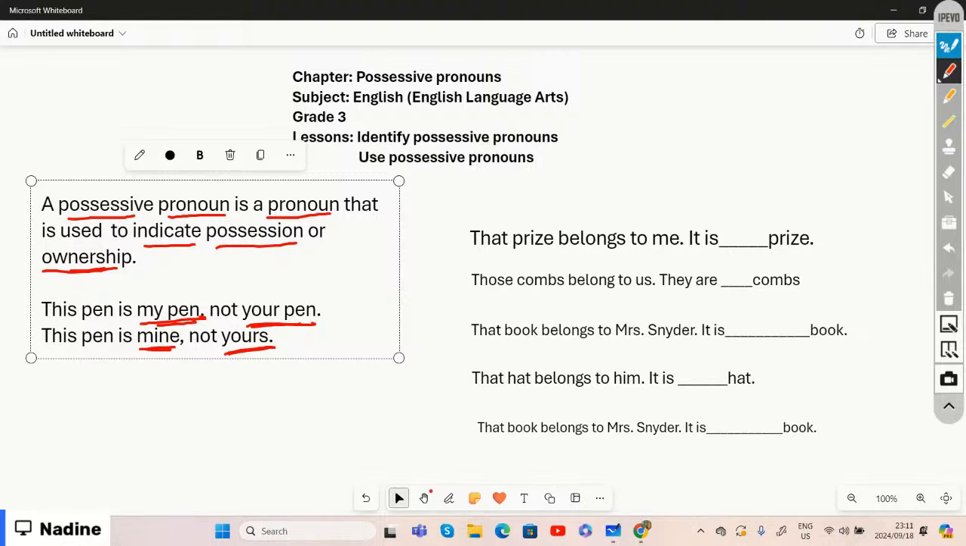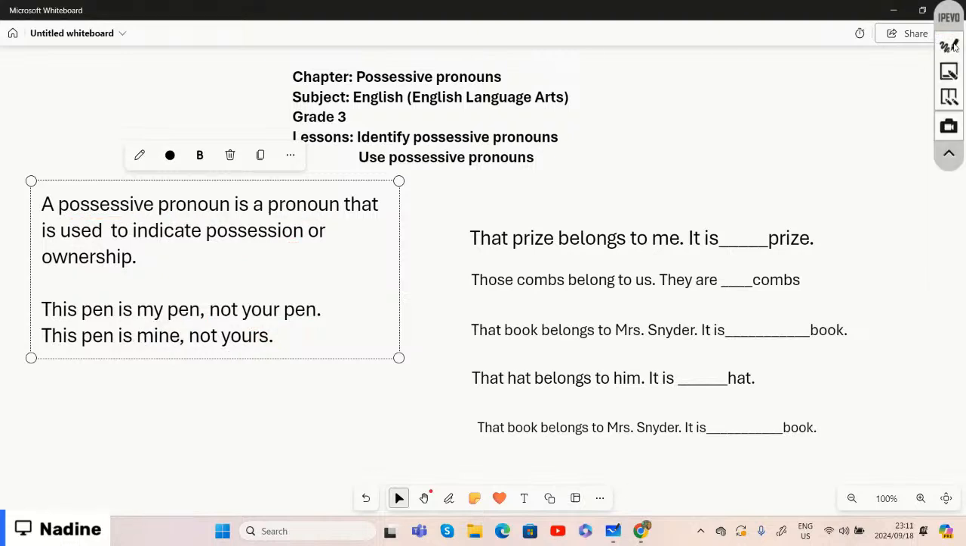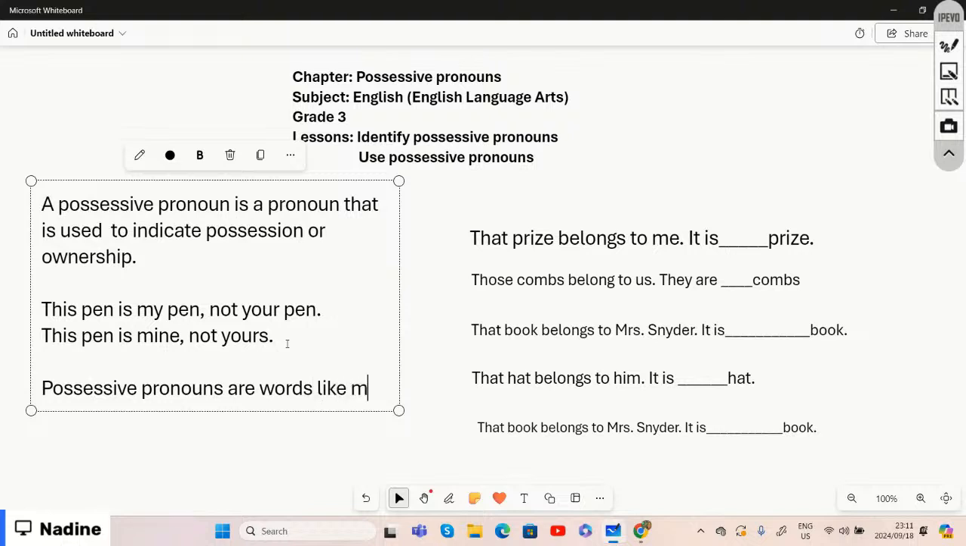And the most common possessive pronouns are words like mine, yours, his, hers, its. You see, without the apostrophe. And theirs.